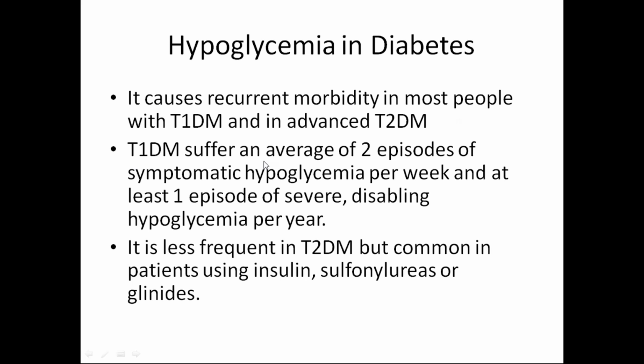Type 1 diabetics suffer an average of 2 episodes of symptomatic hypoglycemia per week and at least 1 episode of severe disabling hypoglycemia per year. So it is a very important cause of morbidity and mortality in diabetics, especially type 1. It is less frequent in type 2 diabetics, but common in patients using insulin, sulfonylureas and glinides.